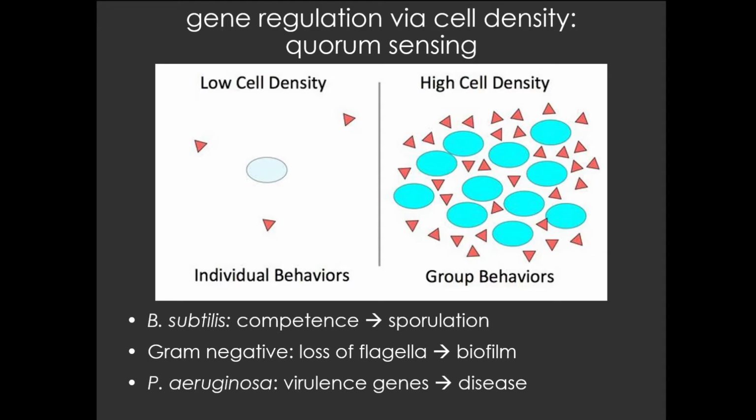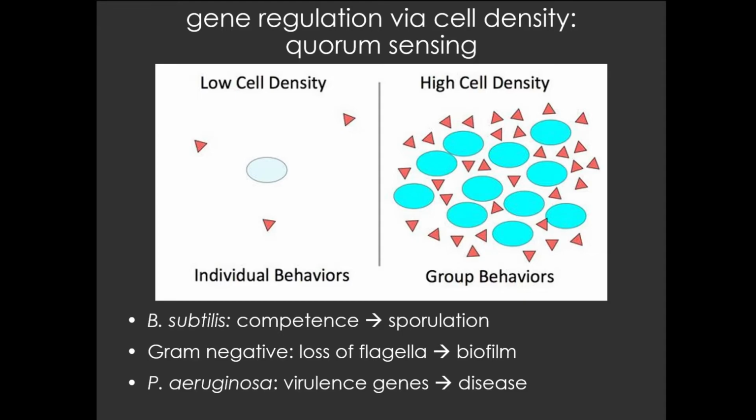Another thing that's controlled by quorum sensing is the formation of biofilms. So planktonic cells might be swimming around in the body, and when they sense that there are enough of them to actually make a biofilm, which is a huge endeavor, then they will turn on the genes for producing a biofilm.